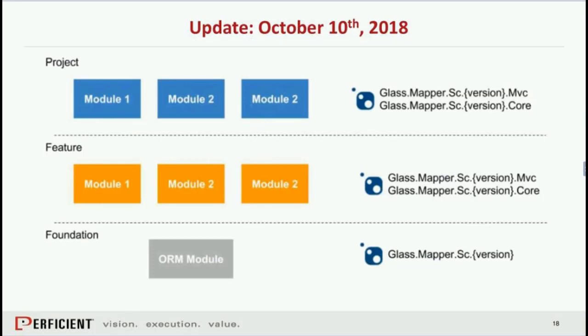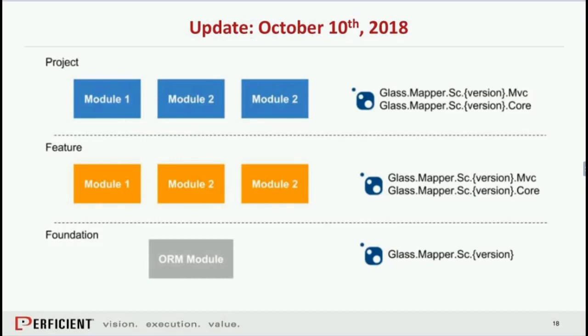So we're seeing the structure of how Glass works with Helix on this slide right now. You can see 3 layers, and it's important that the Glass.Mapper.Sc NuGet package is only referenced by a single module in the foundation layer. In the feature layer and project layer projects, Glass.Mapper.Sc.Core will always need to be installed. As for Glass.Mapper.Sc.Mvc, you only install it when needed.